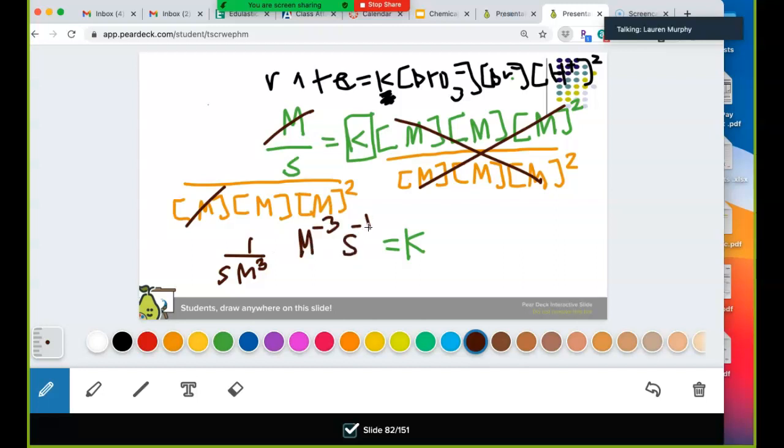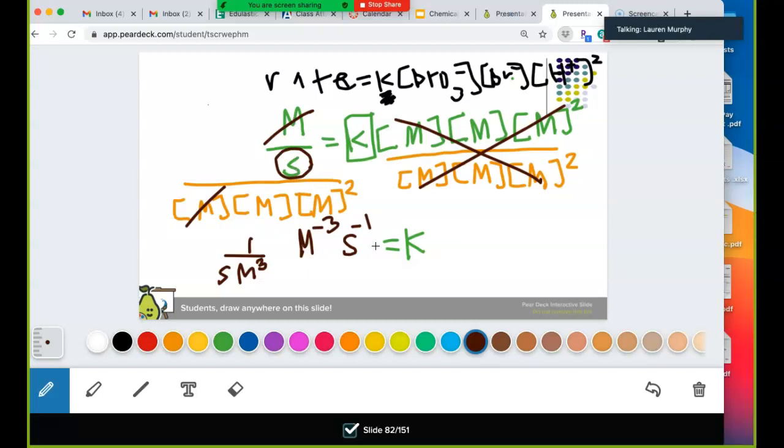where that negative sign tells you that that unit is in a denominator. So there's 3 molarities in the denominator. That's what the negative is for. And there's a second in the denominator. Why is the second in the denominator? Because this is molarity over seconds. Molarity per second. So both of those have to be in the denominator.